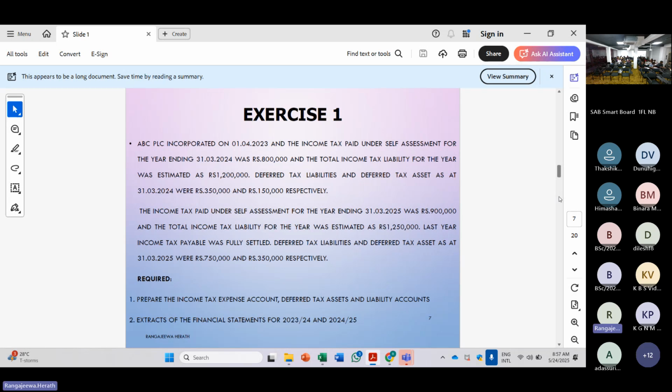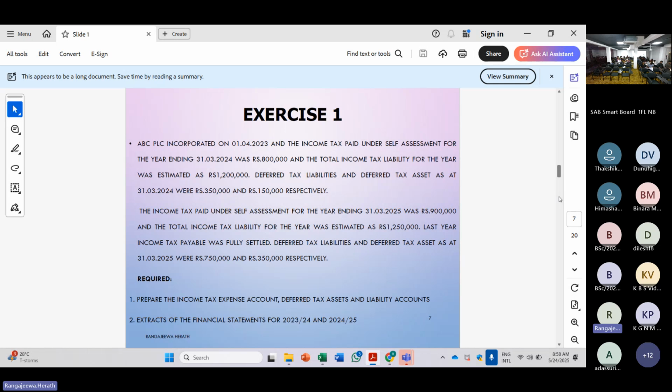And income tax liability for the year estimated as 1.2 million. The total income tax liability is the total amount payable to inland revenue for the year. Out of that, 800,000 already paid. So at the end of the year, we have 400,000 payable. That is what you know about income tax, right?